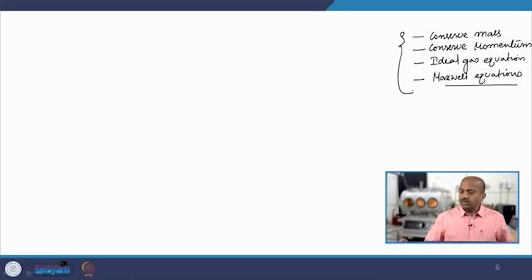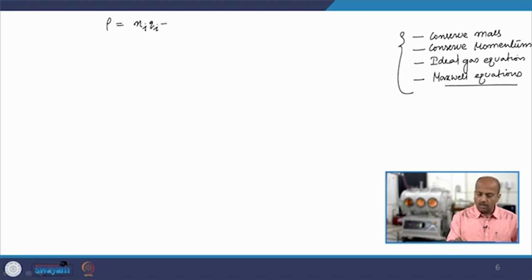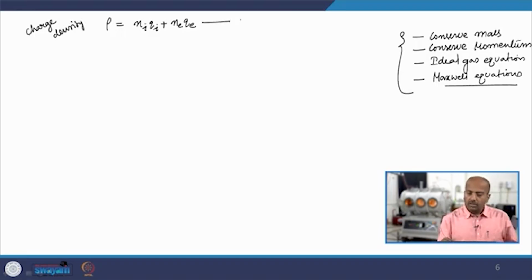Okay. So, let us say we write these conservation laws and equations mathematically. Let us assume the charge density of plasma as rho equals Ni Qi plus Ne Qe. What is this? This is the charge density. Since plasma is neutral, the total charge density that is available in the plasma is rho equals Ni Qi plus Ne Qe. Let us say we call this equation 1.